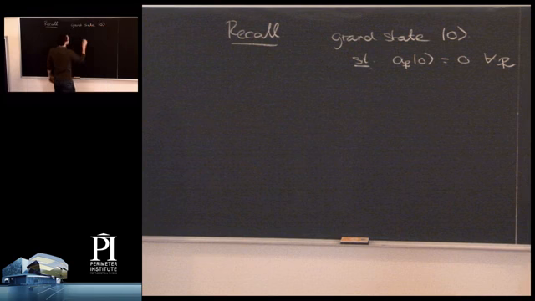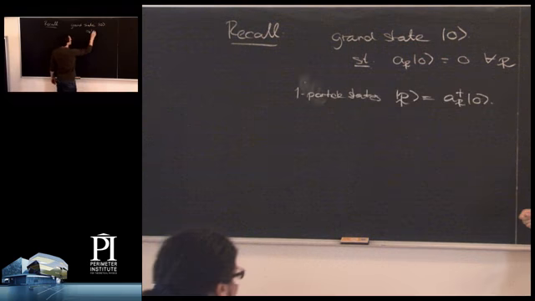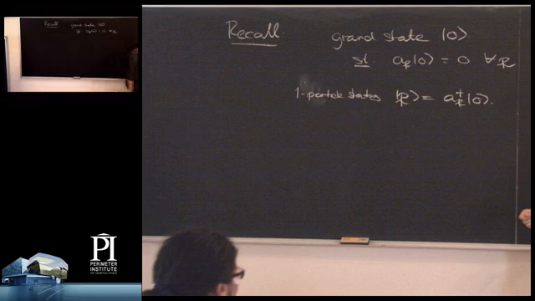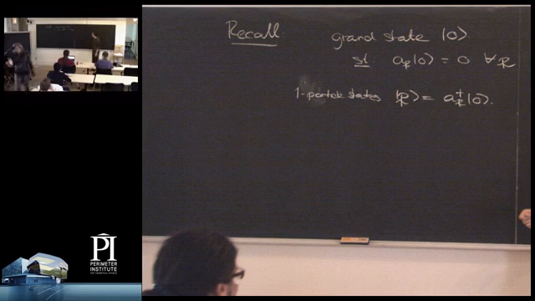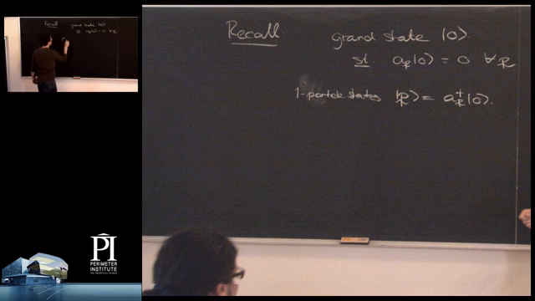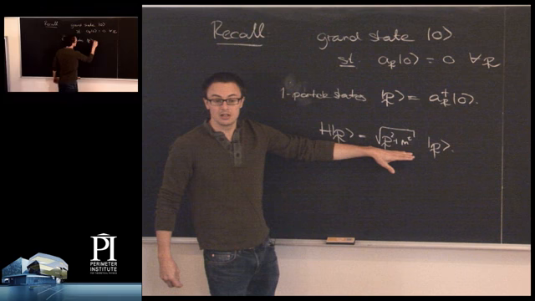The ground state |0⟩ is defined by the fact that it's annihilated by all the annihilation operators, an infinite number of them. We then started looking at the excited states. The first excited states, which we then interpreted as one particle states, are what you get by acting with a single creation operator on the ground state.